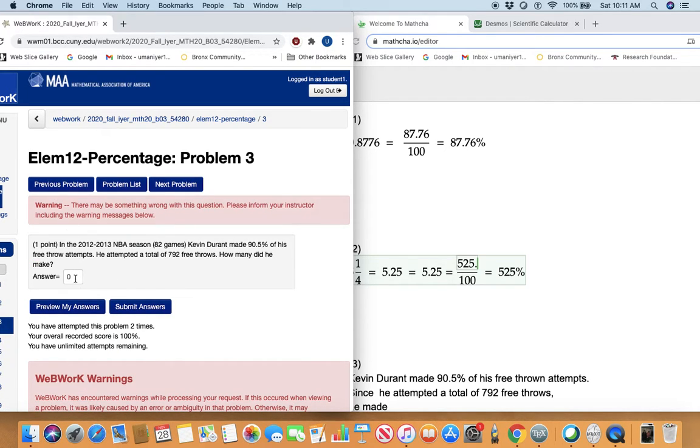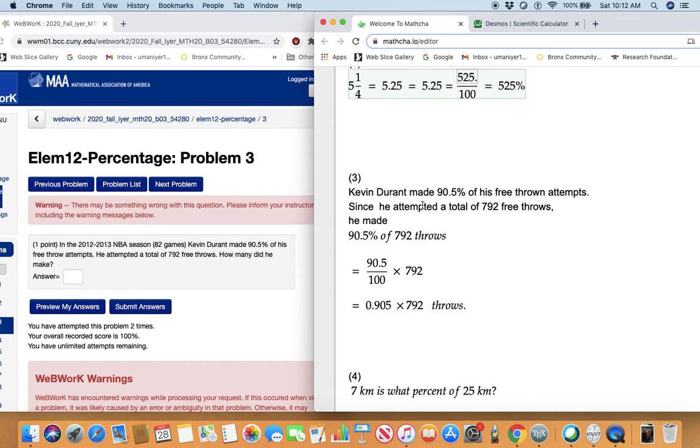Next. There is a warning here. Ignore this. I think the problem seems to work fine as it is. In the 2012-2013 NBA season, which is 82 games, Kevin Durant made 90.5% of his free throw attempts. He attempted 792 free throws. How many did he make? Well, he made 90.5% of his free throw attempts.